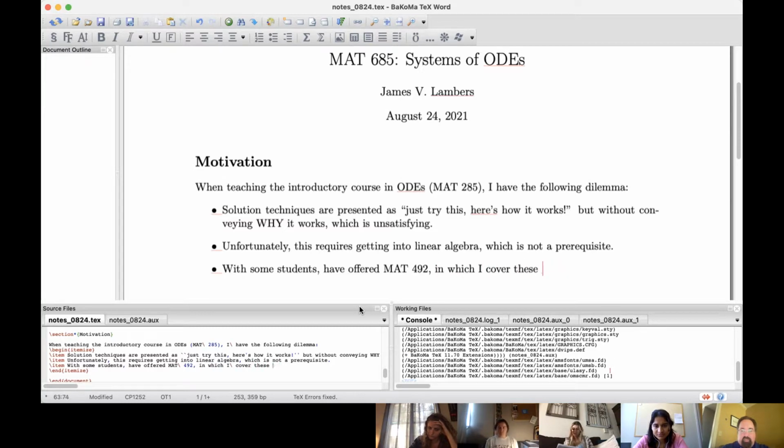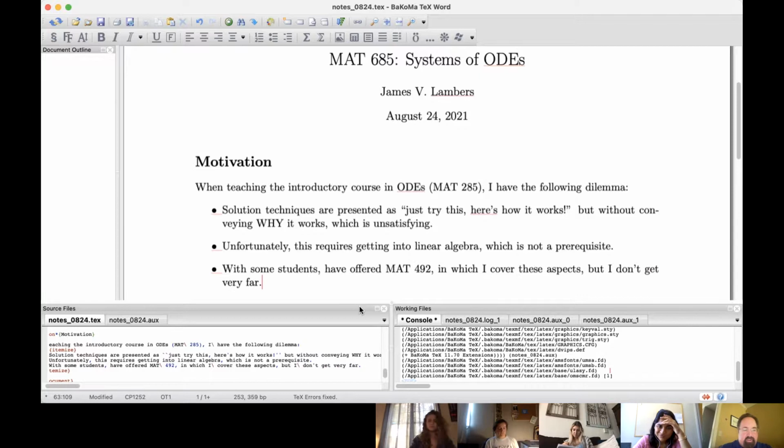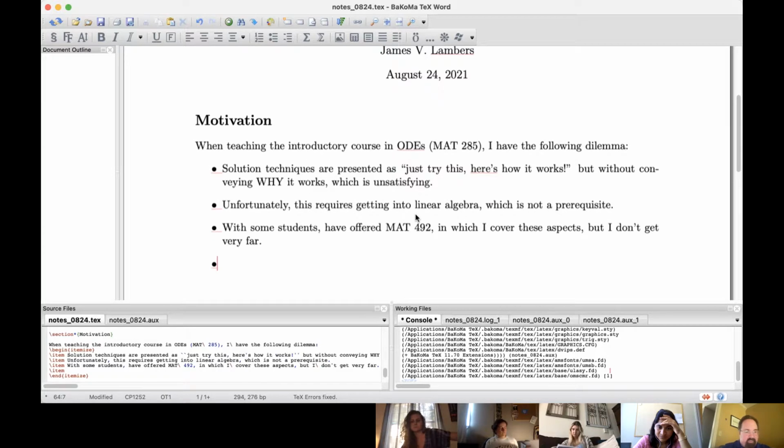But even then, I would generally be working with one student at a time, because as a topics course, you don't really get many students in those. Don't get very far. So then it made me think, especially when some of you all last year expressed interest in having another topics course like last year.